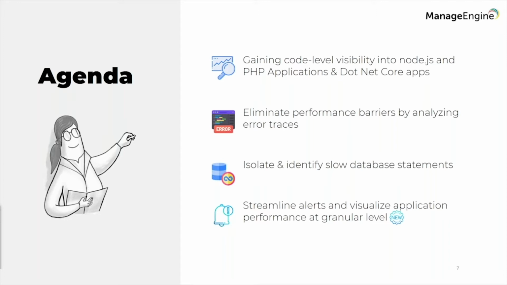And we will be discussing the slow database statements, which are causing application performance issues, and how to isolate and eradicate those statements which are affecting your application performance. And finally, we will look at configuring alerts for your applications from a production perspective and get some production guidelines using the App Manager solution on a global scale.